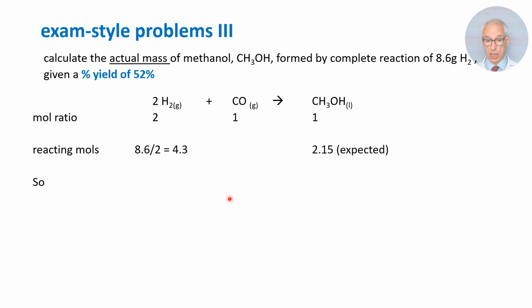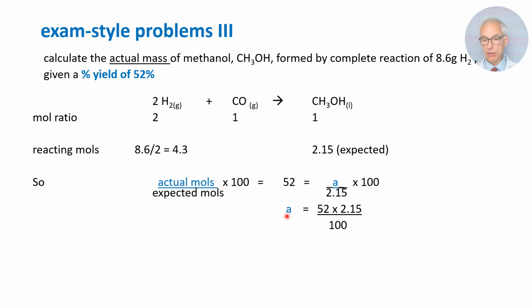Okay, so we need to turn 8.6 grams into a number of moles, so we divide by the molar mass of hydrogen H2, comes to 4.3 moles. It's 2 to 1, so we would expect 2.15, half that number of moles of methanol. 2.15 moles is the expected. If we know that the yield is 52, we know that actual divided by expected times 100 came to 52. So actual divided by expected times 100 equals 52. So we're going to solve for A.